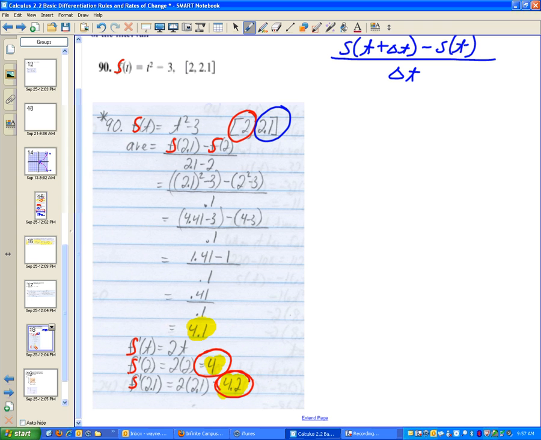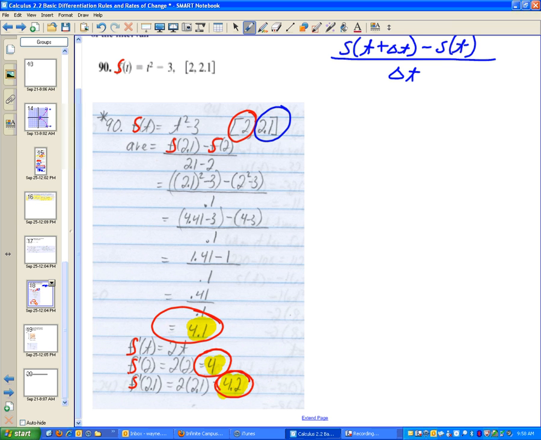All right, Alex, your question? The very first thing we did with f of t. When we didn't take the limit, it gave us the average rate of change. When we take the limit, it gives us the instantaneous rate of change.